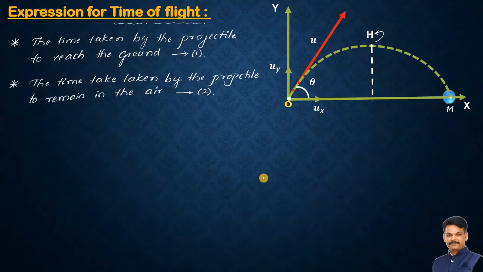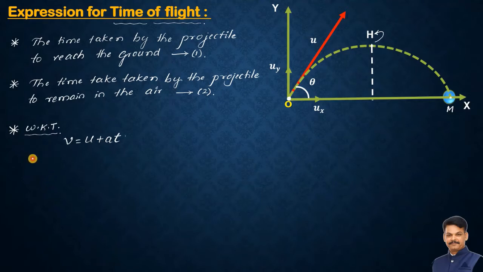Then, how to know the time taken by the projectile to reach the maximum height? For that we make use of one equation that we know from the equations of motion. We know that v = u + at.